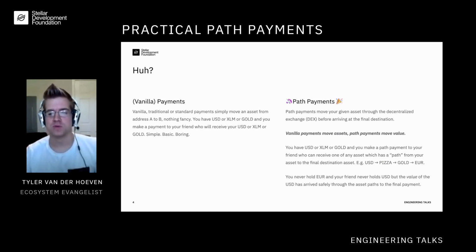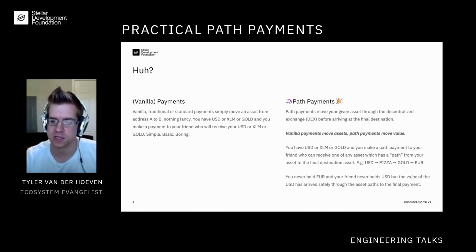Path payments move your given asset through the decentralized exchange before arriving at the final destination. So we'll walk through some examples of what that means, but essentially, if vanilla payments move assets, path payments move value. And that's a fundamentally important thing to understand when trying to think through what a path payment is. You have an asset. You're not just trying to move an asset from someone to somebody else. You're moving the value of that asset.